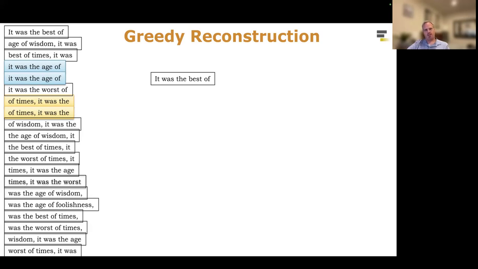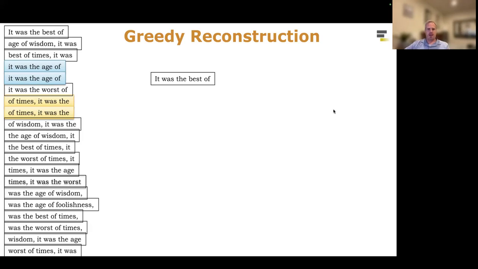As we're scanning through this list of fragments, you might have relatively short overlaps of just maybe a single letter or maybe a single word. In general, we're looking for the longest possible overlaps that we can. That's the greediness in a greedy reconstruction: looking for those long overlaps and preferring them over short overlaps.